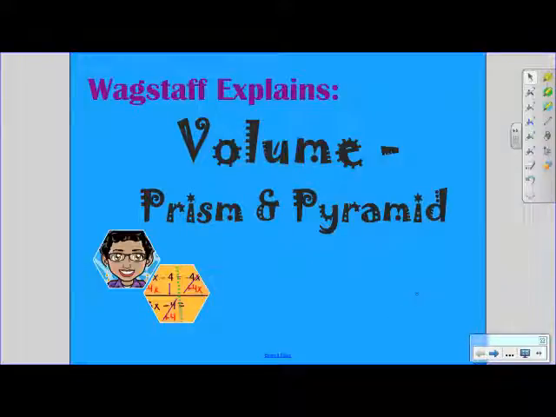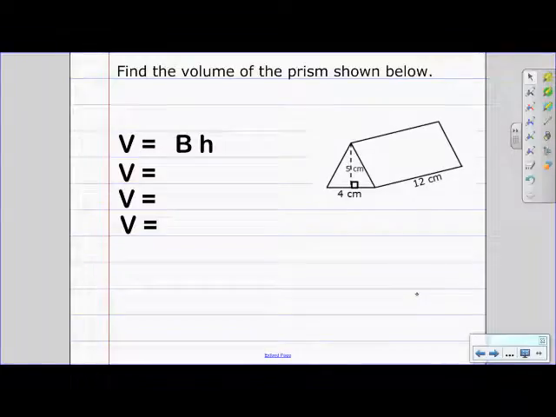Today's topic, volume of prisms and pyramids. Let's take a look at our first question. Find the volume of the prism shown below. So we have a triangular prism here.